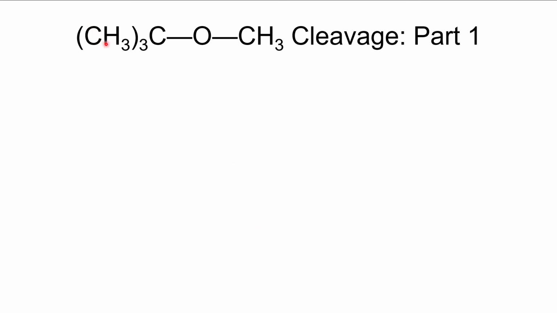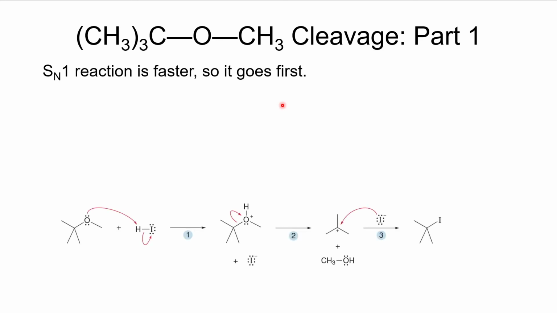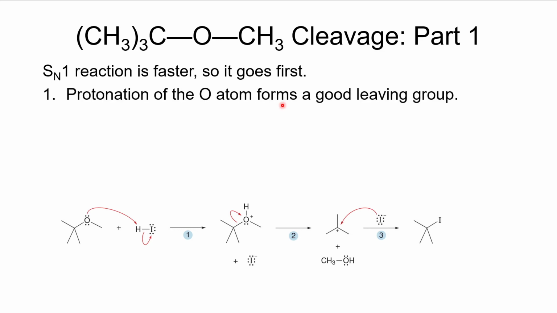All right, so here is the tert-butyl methyl ether, and we're going to go through the entire mechanism. When you have a choice, so you've got one that's going to go SN1 and one that's going to go SN2, the SN1 reaction will occur faster, so it's going to go first. So our first thing is we'll protonate the oxygen. If you're ever just not sure, start by protonating stuff, and that's going to get you in good position. So you'll protonate the oxygen, and that forms a good leaving group. So now the methanol can leave as a leaving group.